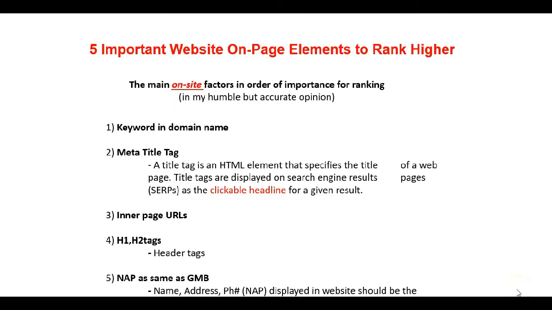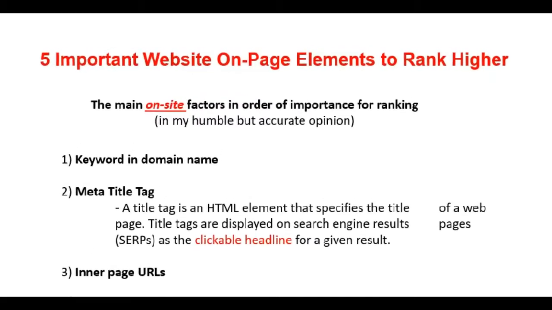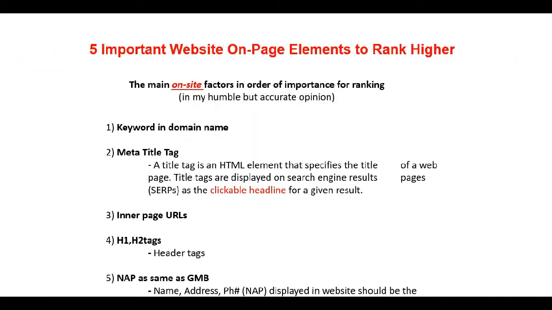Okay, so in today's lesson, we're going to learn about the 5 important website on-page elements to rank higher. Basically, when I say on-page or on-site optimization, these are the elements on the web page of the website that you can use to influence and let Google know that we should be ranking this particular website for these particular keywords.